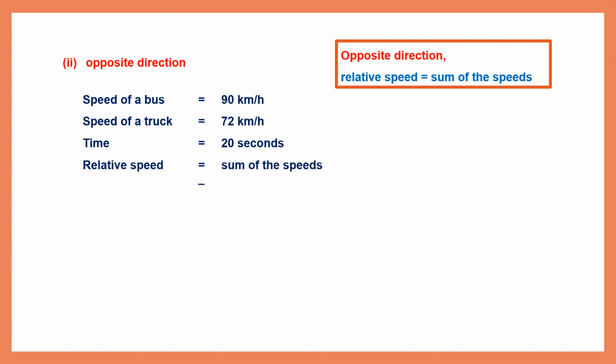So here it will be 90 kilometers per hour plus 72 kilometers per hour. Remember, we are adding up here because they are moving in the opposite direction. So when you add up these two numbers, you get 162 kilometers per hour. Now this is in kilometers per hour. We're going to convert it to meters per second. So we have to do 162 into 5 by 18.